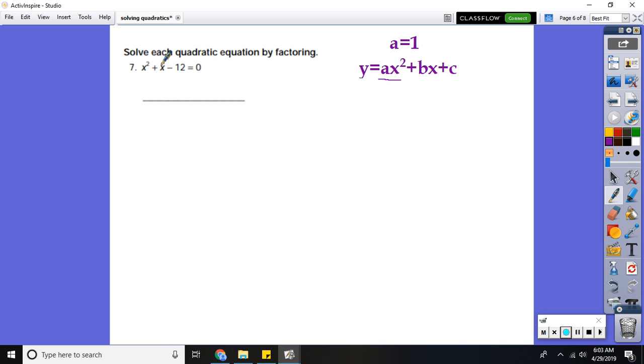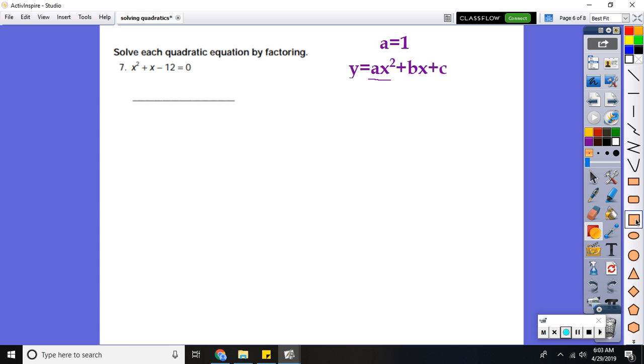So in our example here, we have x squared plus x minus 12 equals 0. And if you look, there's no number in front of the x squared, and we understand it to be 1. So a equals 1. And so when a equals 1, factoring can be a little easier.